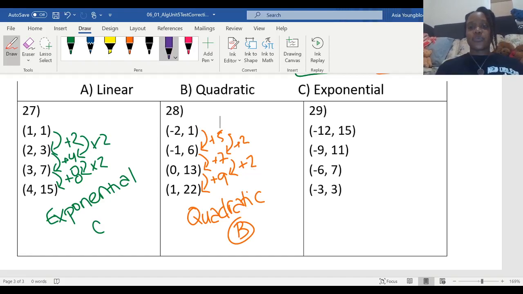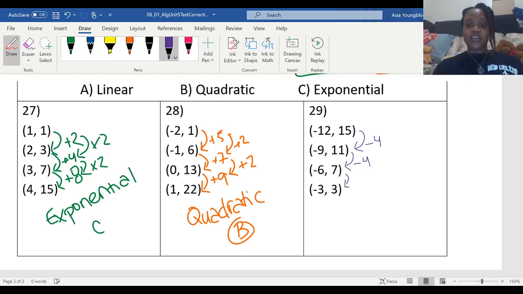And lastly, number 29. So 29 is a little bit different because these numbers are actually decreasing. So we have to use subtraction to go from the different y values. 15 minus 4 is 11. 11 minus 4 is 7. 7 minus 4 is 3. So these y values are changing at a constant rate. These numbers are the same.